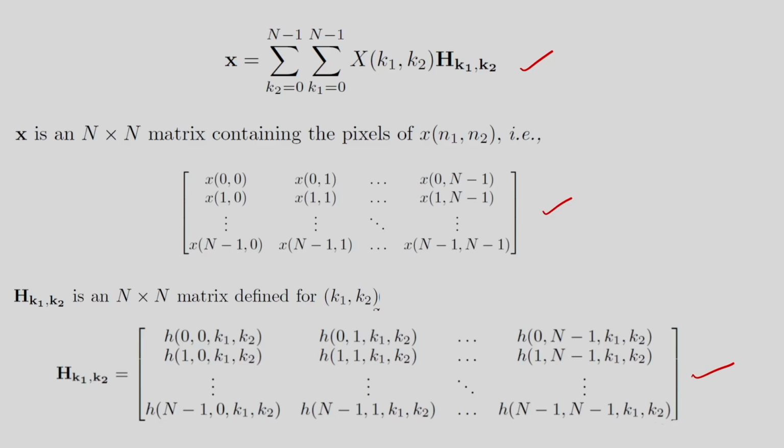So this H(k1, k2) is an n by n matrix defined for the variables k1 and k2. So the image block x can be represented by a weighted summation of n square images. I am repeating this: a particular image block x can be represented by a weighted summation of n square images, each of the size n cross n. And the weights of these linear combinations are the transform coefficients capital X(k1, k2), and this matrix is known as the basis image. This is called the basis image.